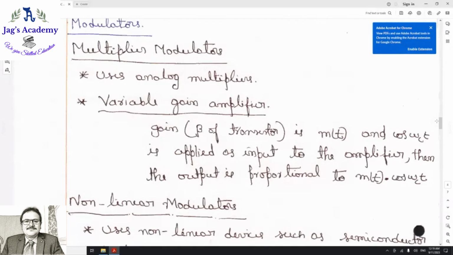What we are going to use here is analog multipliers. This analog electronics you are going to study in the next semester. But in brief, for the purpose of understanding the double sideband suppressed carrier wave, I will just tell you a few very brief things here.